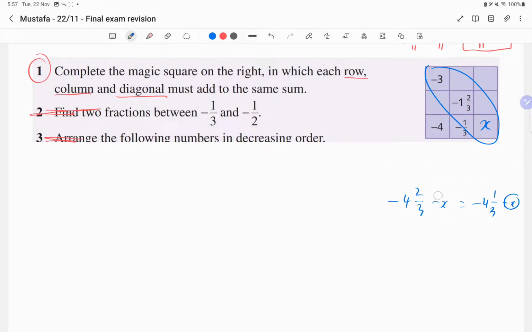Maybe, hang on, let me double check, maybe what they meant is that each row adds up to the same, and then each column will add up to the same, and then each diagonal adds up to the same.